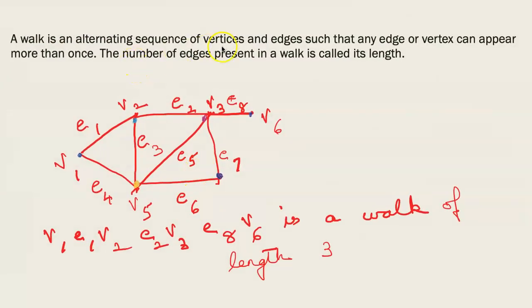A walk is an alternating sequence of vertices and edges such that any edge or vertex can appear more than once. The number of edges present in a walk is called its length. So here V1, E1, V2, E2, V3, E8, V6 is a walk of length 3 because there are 3 edges, E1, E2, E8.